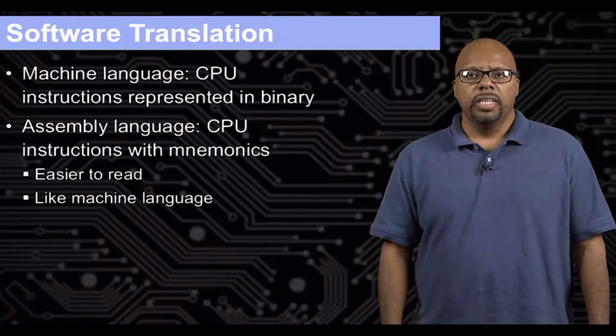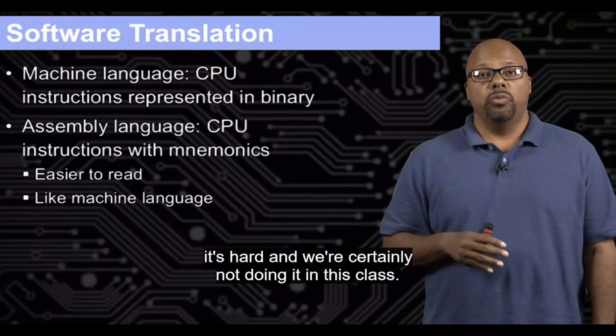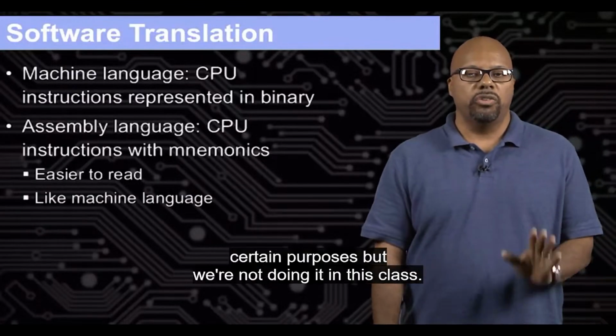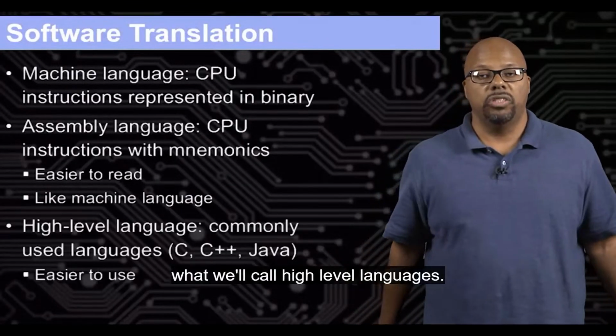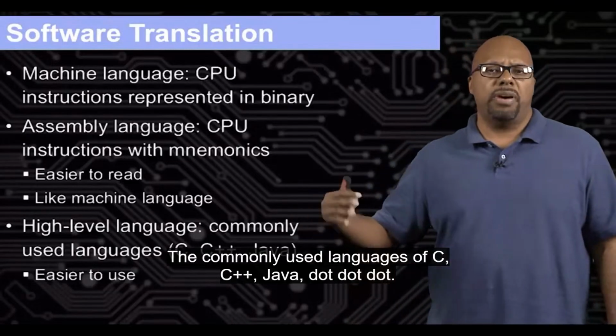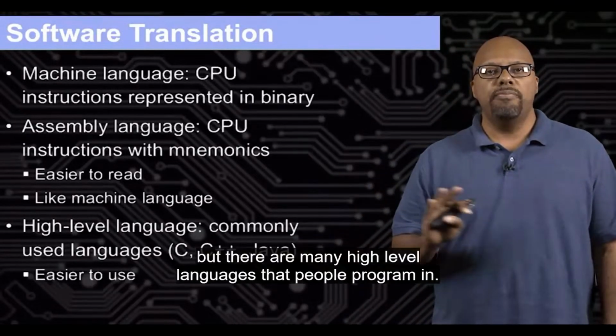It's in some sort of English-like format. So you can write in assembly language, but it's hard, and we're certainly not doing it in this class. People do it sometimes for certain purposes, but we're not doing it in this class. What we work with are what we'll call high-level languages. The commonly used languages, C, C++, Java, Python, which is what we're going to look at. We'll focus on C, C++, and Python, but there are many high-level languages that people program in.